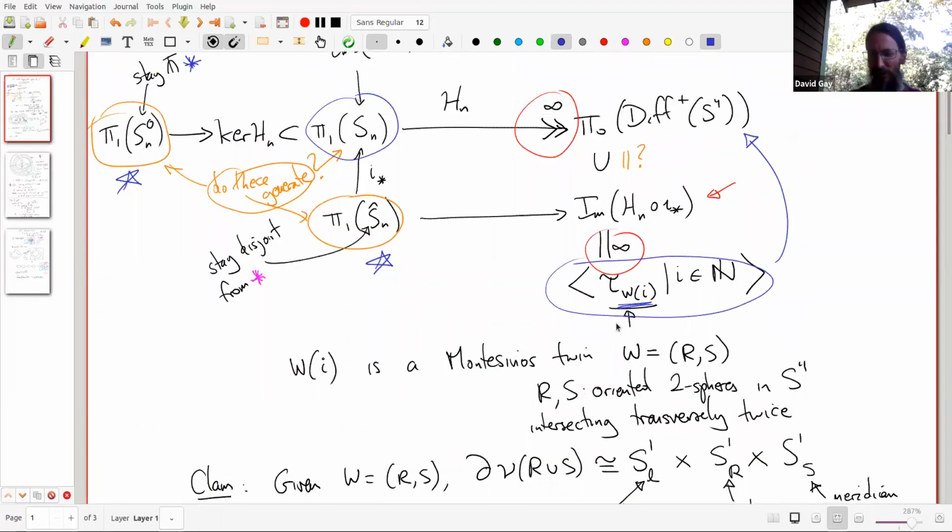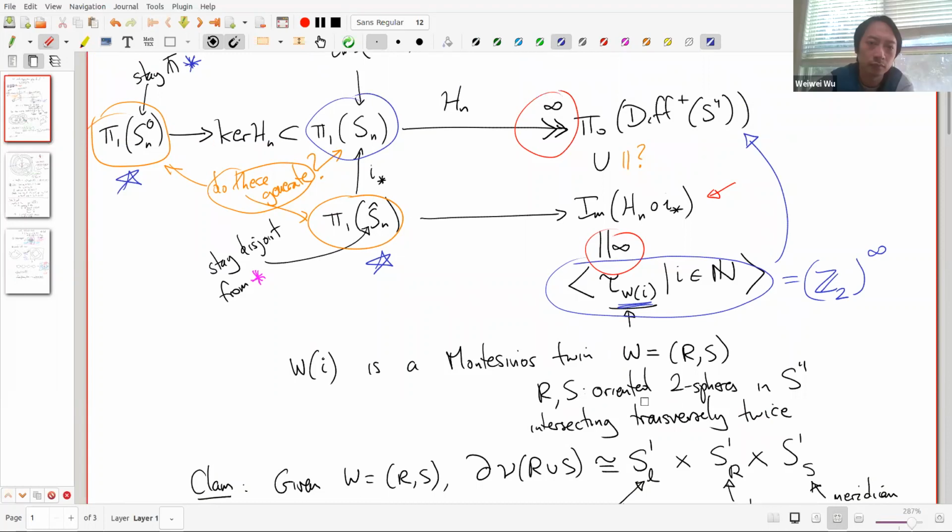This is more like a Z to the, well, actually it's a Z2. This part ends up being a Z2 to the infinity. Each one of these generators is order 2, and then there's a countable list of them. But this suggests that any Montesinos twist, if this was onto, would generate everything for any pair? Is that what you're... No.